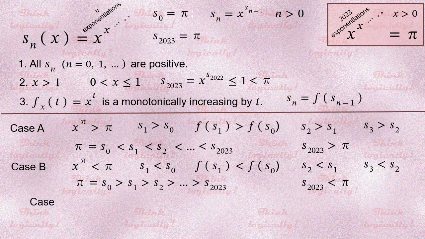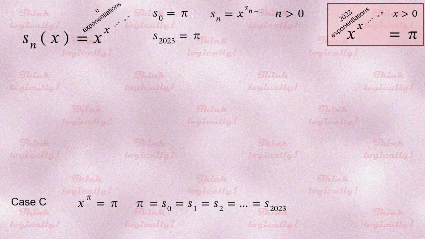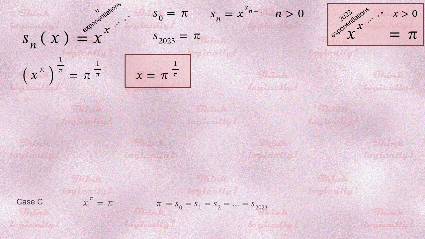The last case is case C. x to the power of pi equals pi. Now s sub 1 is equal to s sub 0, and all terms of the sequence are equal to each other. In particular, s sub 2023 equals pi, which is what we need. So the given equation holds if and only if x to the power of pi equals pi. By raising it to the power of 1 over pi, we find that x equals pi to the power of 1 over pi. And this is the answer to the problem.